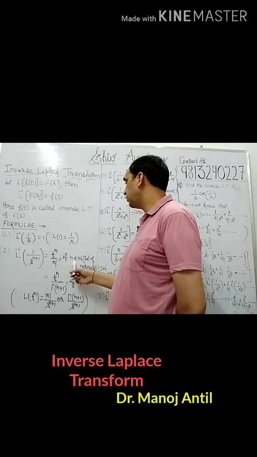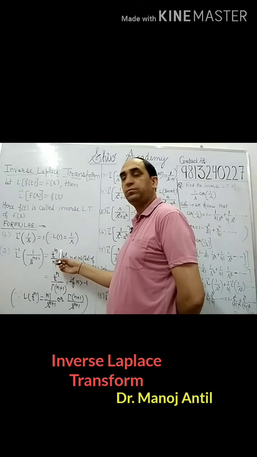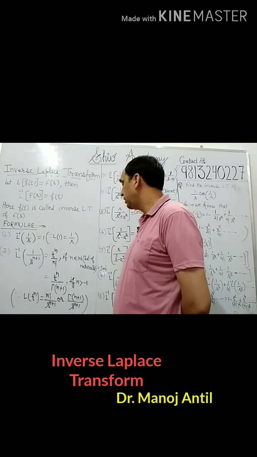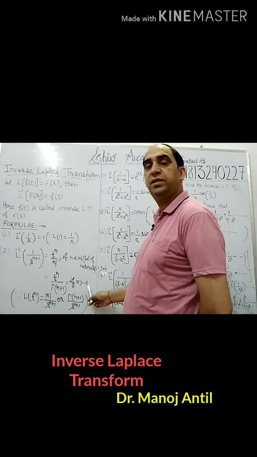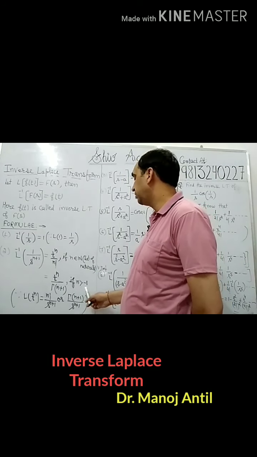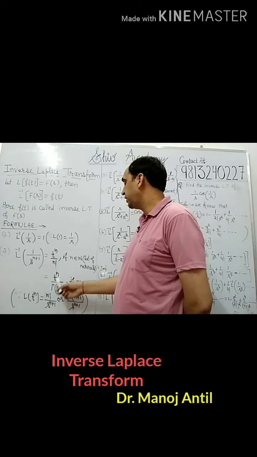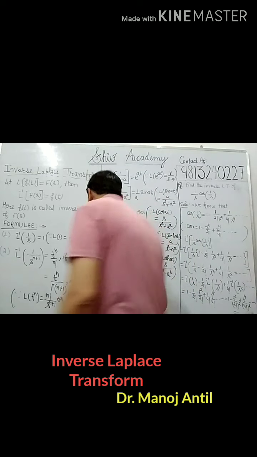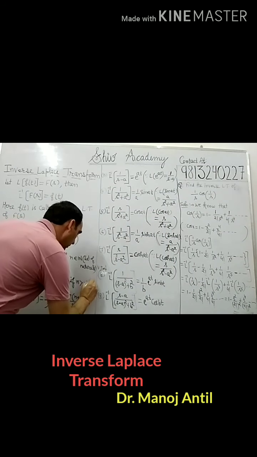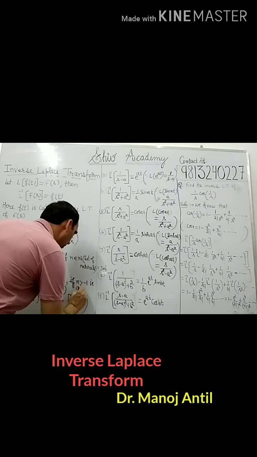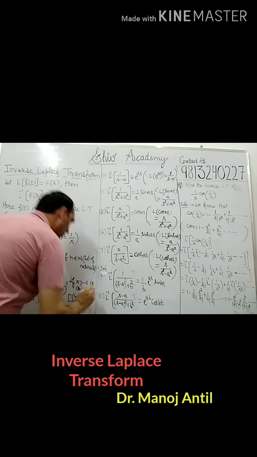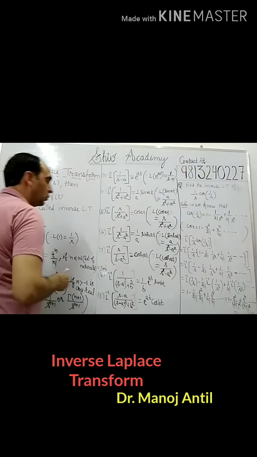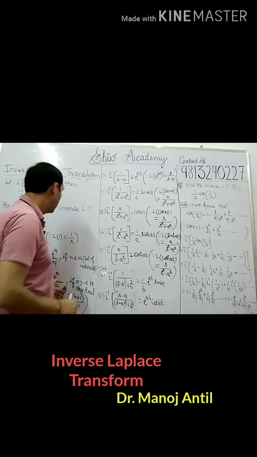If n is a natural number, then we use this formula, t to the power n by n factorial, and if n greater than minus 1 is any real number, then we use this formula, t to the power n by gamma n plus 1. That's why I am writing n greater than minus 1, any real. So these are two formulas.